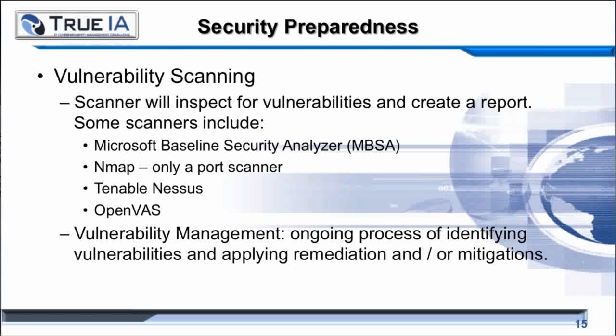Next, let's talk about how to be prepared for disaster. It really all starts with understanding the vulnerabilities that are present in your network. You can't get rid of all vulnerability just the way you can't get rid of all risk. It's just how we manage them. We do this by starting with vulnerability scanners. This is a scanner that will inspect for vulnerabilities and create some sort of report. Some of the most popular are the MBSA, the Microsoft Baseline Security Analyzer, Nmap, Nessus, and OpenVAS.